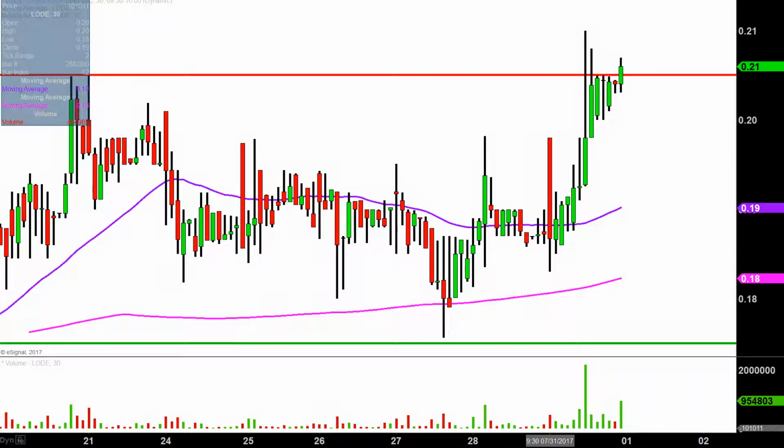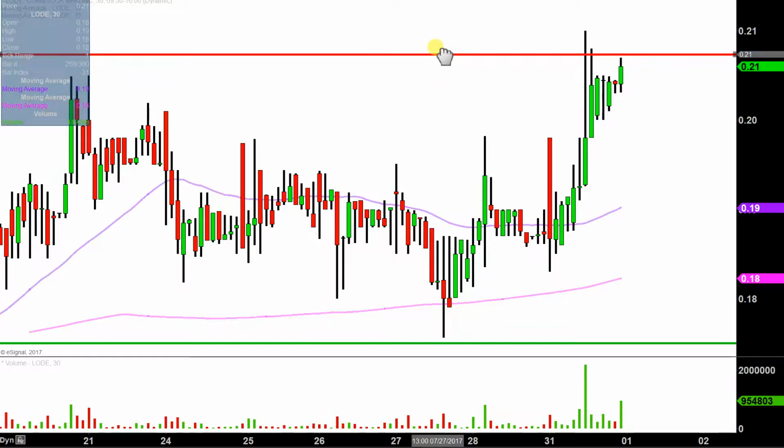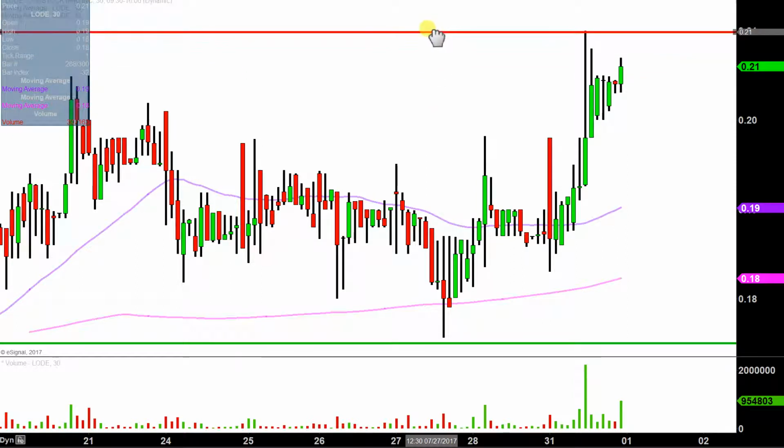Although now that we have more data, I do want to make an adjustment here in terms of levels of resistance, and that is by moving this red line up to the 21-cent mark. Why am I moving up to 21 cents?